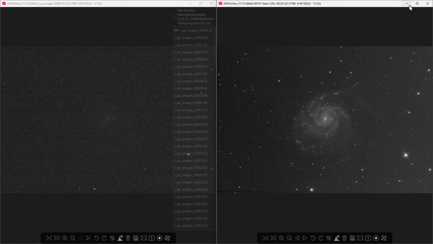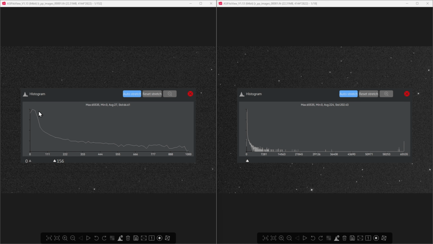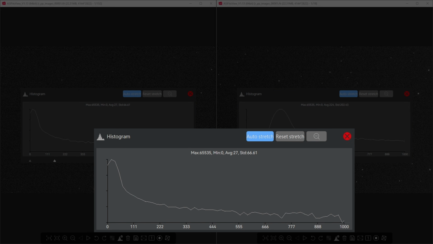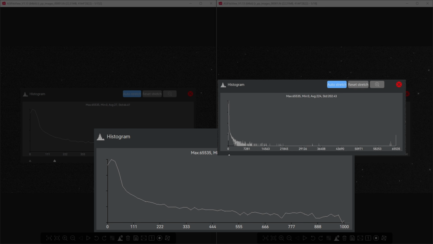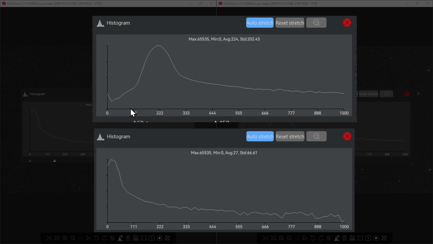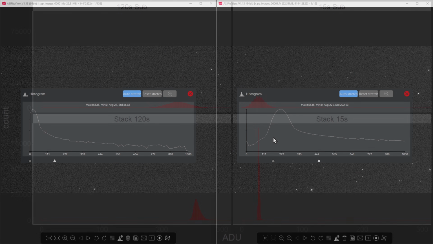Now let's take a look at the subframe histograms themselves. These subframes are calibrated, meaning they have had darks subtracted and they've been flat corrected. The 15-second subframe obviously looks worse than the 120-second subframe. So let's look at the histograms. The histogram of the 15-second calibrated subframe is right against the left edge. The histogram of the 120-second calibrated subframe is not. The histogram is telling us that we are clipped with the 15-second sub.